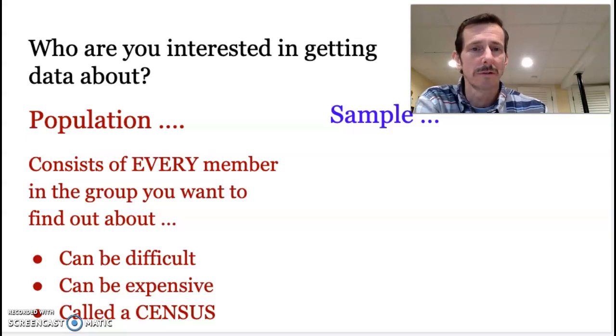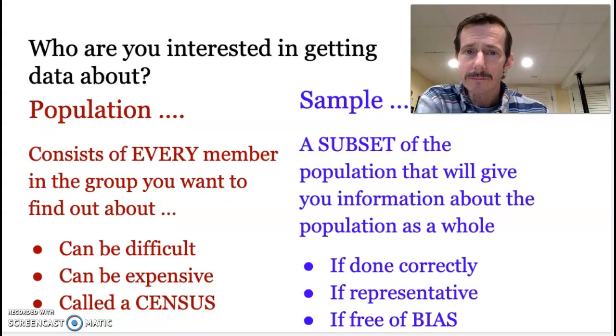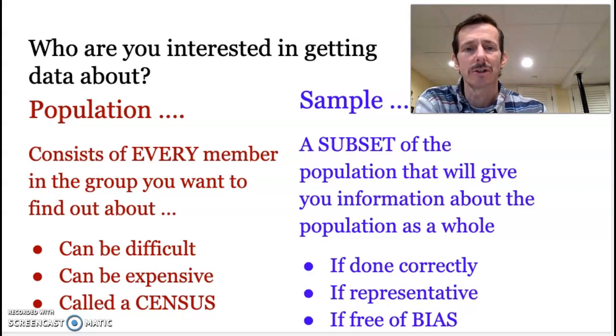So instead you would choose a subset of that population, and you would find out information about the subset, and you would hope that it would then represent the population you were interested in. So a sample is a subset of the population, and it will give you information about the population, whatever you're trying to measure, whether it's heights or candy bar weights or eye color, doesn't matter. It will give you information about the population as a whole if it's done correctly, if it's representative of the population, and if it's free of bias. So those are things you want to try to make sure you get done.